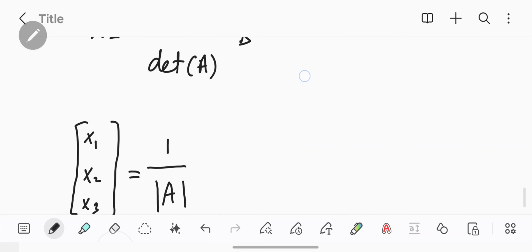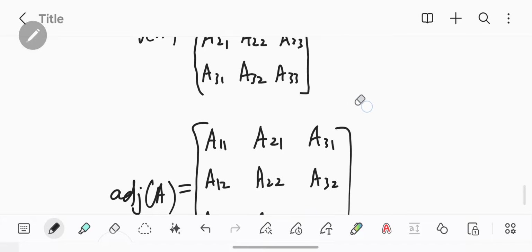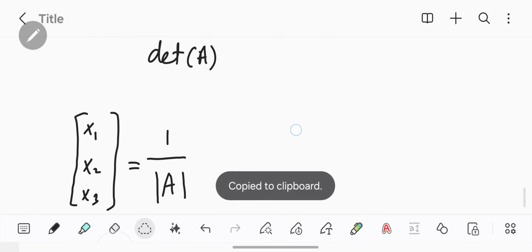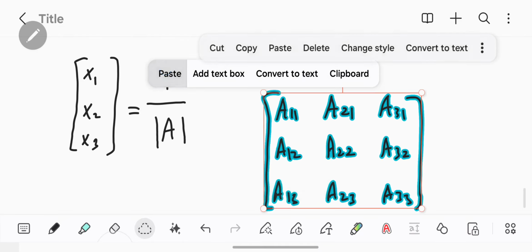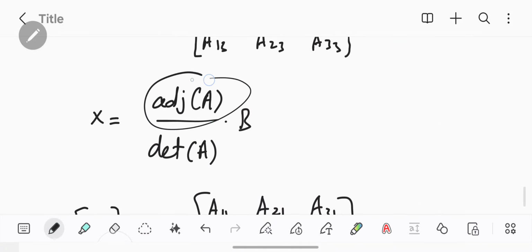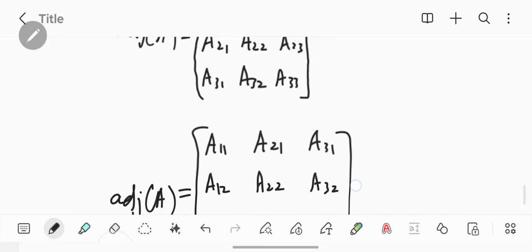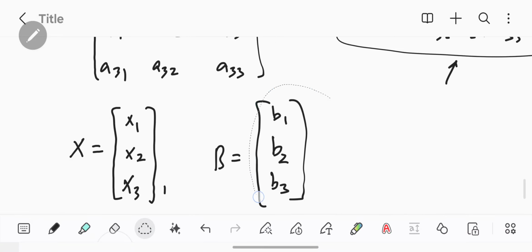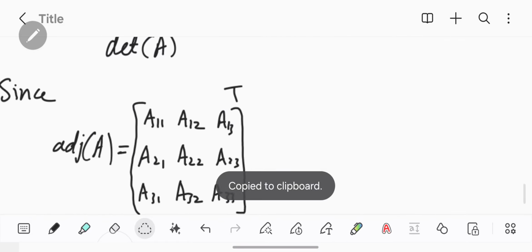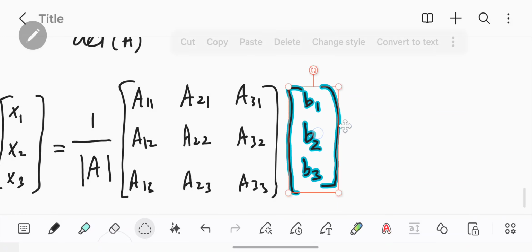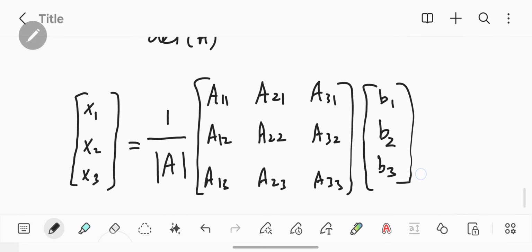What is adjoint of A? Adjoint of A is simply this matrix which we already know from the previous video. So I will write this matrix times matrix B. Okay, 1 over determinant of A times adjoint times B. What is B? B is just the constant matrix, this matrix, okay? So then I will write B here, and then I can solve this system.